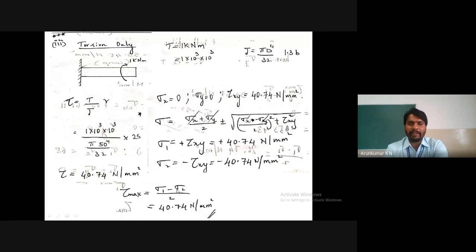This is the third case. When only the torsional load is given, shear stress will be present and sigma x and sigma y are 0. Use the general stress system or plane stress system equation to find the maximum and minimum principal stress. So sigma 1 becomes plus tau of xy, sigma 2 becomes minus tau of xy, and tau maximum is sigma 1 minus sigma 2 by 2. Is it clear? Can I go with the next one?